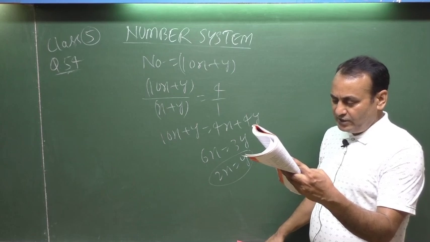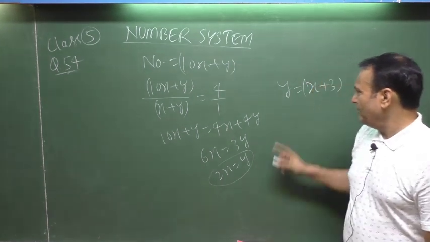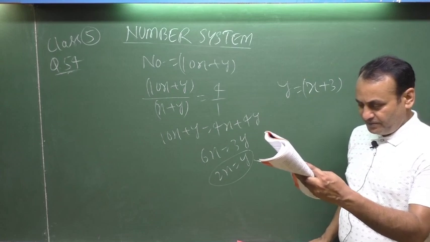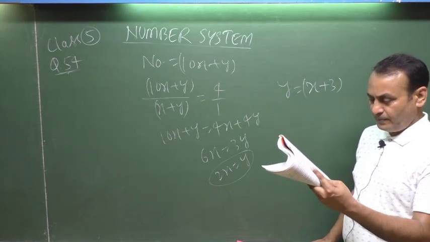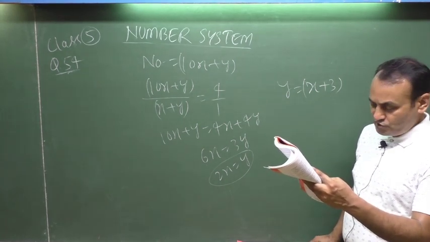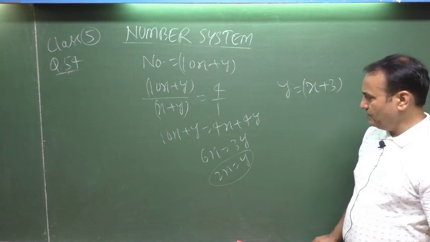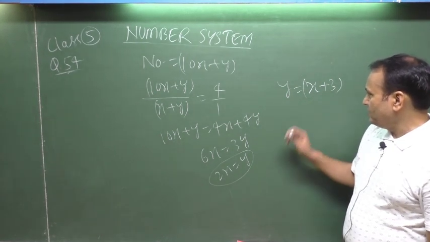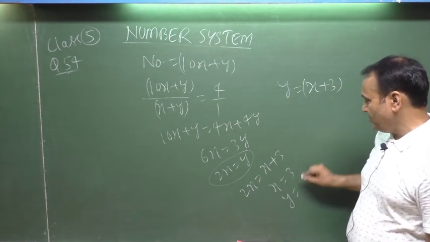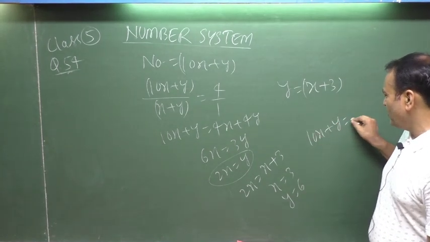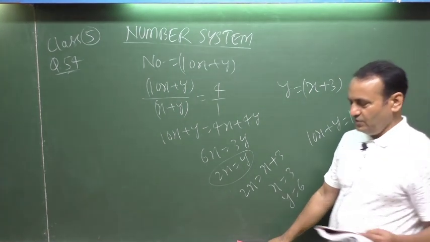Next. Question says the unit is 3 more than 10. Unit y is 3 more than 10. Now y equals to x plus 3. See here, this is question number 54. Okay, it was already dealt perhaps. See here, 2x equals to x plus 3, x equals to 3, y equals to 3 plus 3, 6. Now 10x plus y equals to 10 into 3 plus 6, that is 36. This is question number 54.